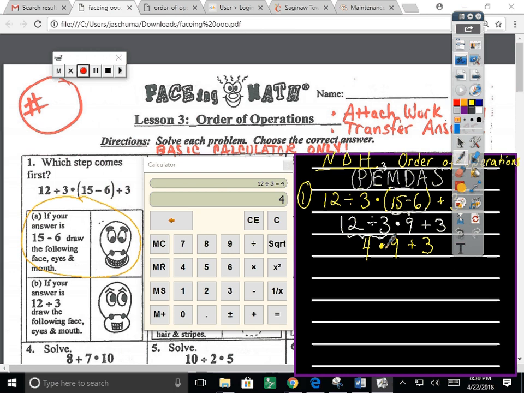All right, well, if I just took care of division in this partnership, remember multiplication is his buddy. That needs to happen next. So 4 times 9. This is where it might be handy to clear out your calculator.